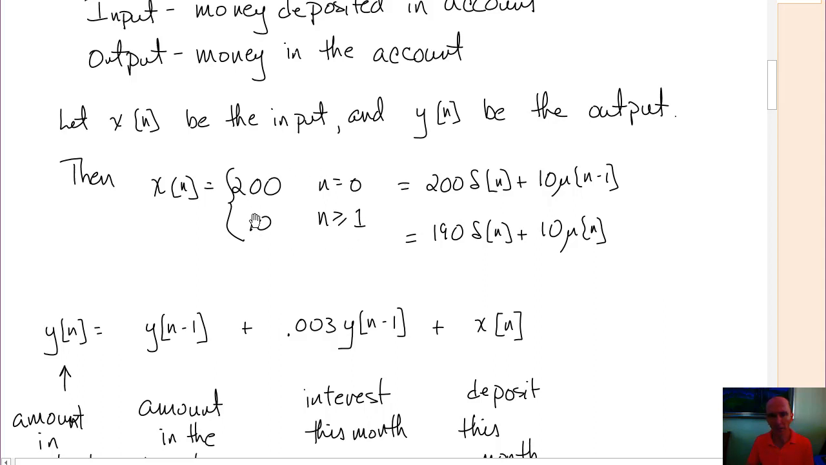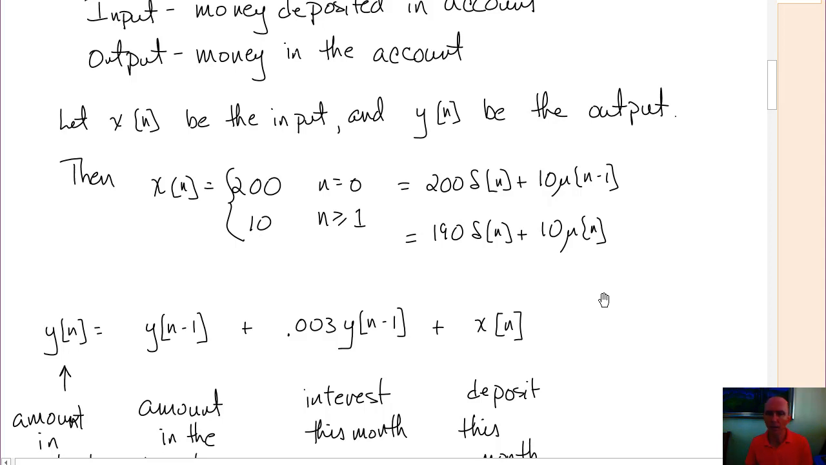Now, instead of writing it as n equal to 0 and n greater than or equal to 1, we can write it as 200 delta of n plus 10 mu of n minus 1. Or, if we don't want the mu of n minus 1, we can write this as 190 delta of n plus 10 mu of n, so that both start at 0. And so at 0, we have 190 plus 10, which is equal to 200. And for every month after that, the delta is 0 and we have $10.